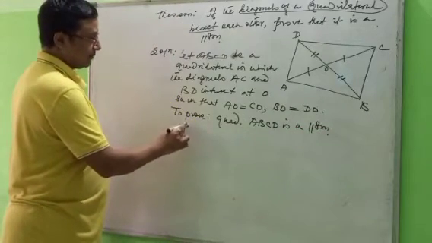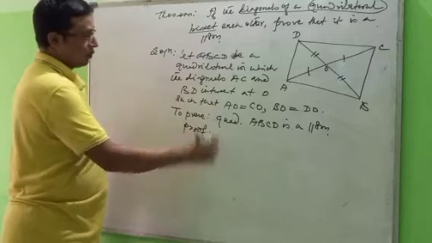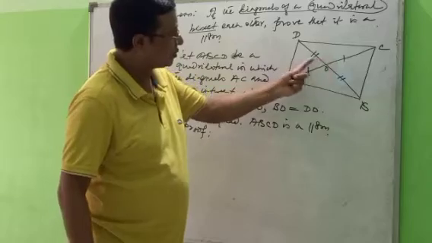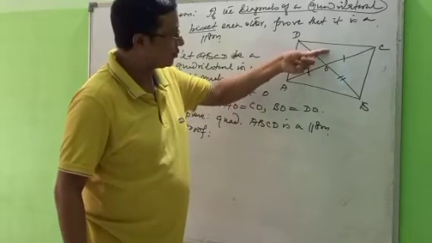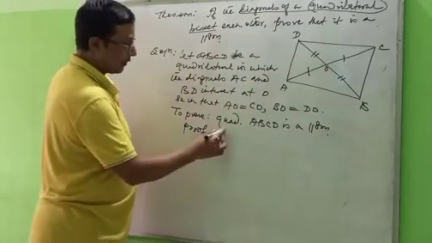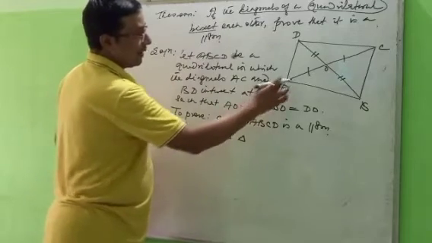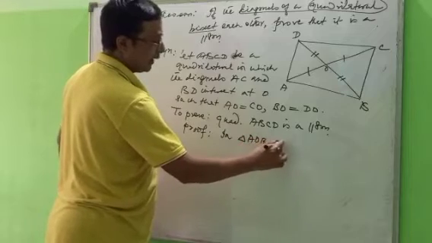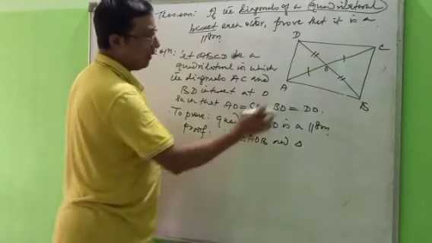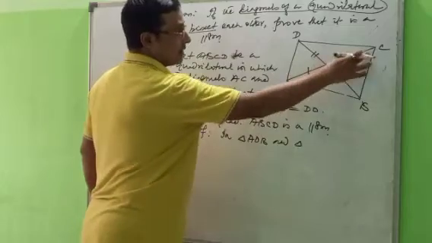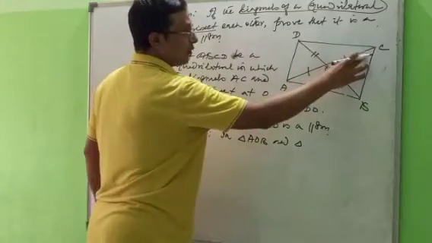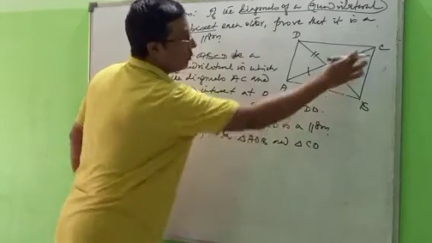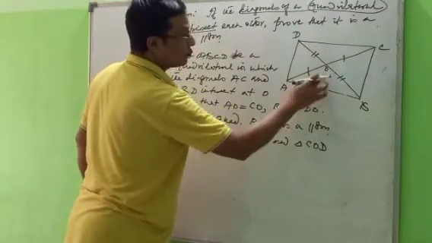Now comes the proof. You may take either this opposite pair of triangles or these two triangles. Let us take these two triangles. So in triangle AOB and triangle COD, because AO corresponds to CO, you will get COD. So you took these two triangles.